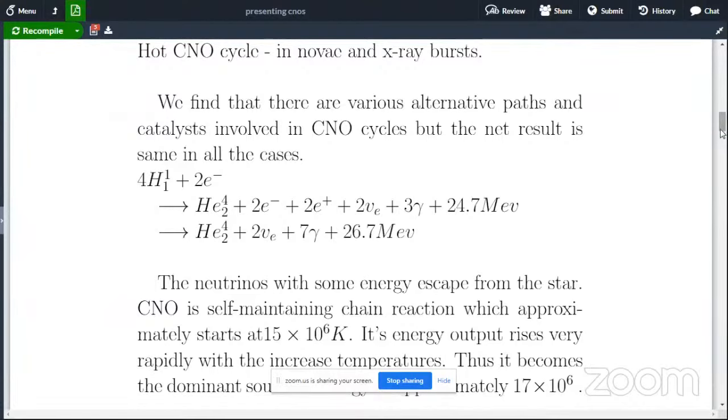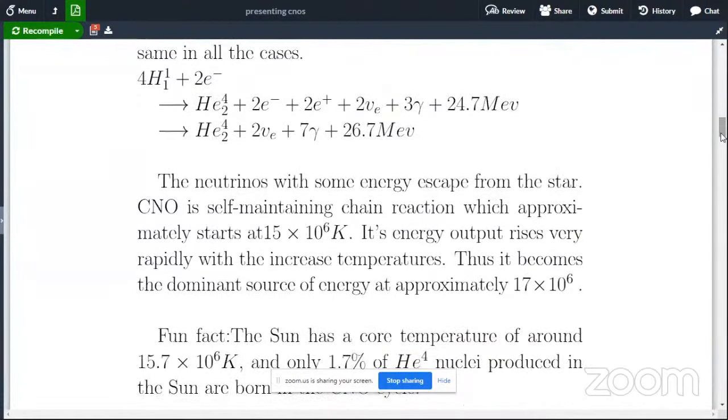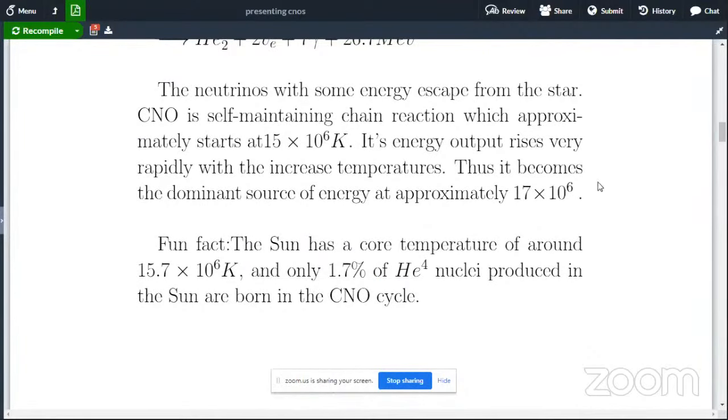We have to note that CNO is a self-maintaining chain reaction, which approximately starts at the temperature mentioned, that is 15 into 10 power 6 Kelvin. Its energy output rises very rapidly as temperature increases. Thus, it becomes the dominant source of energy at approximately 17 into 10 power 6. So the fun fact is, the sun has a core temperature of around 15.7 into 10 power 6 Kelvin, and only 17% of the helium-4 nuclei produced in the sun are born through the CNO cycle, and the rest is formed through the proton-proton cycle.